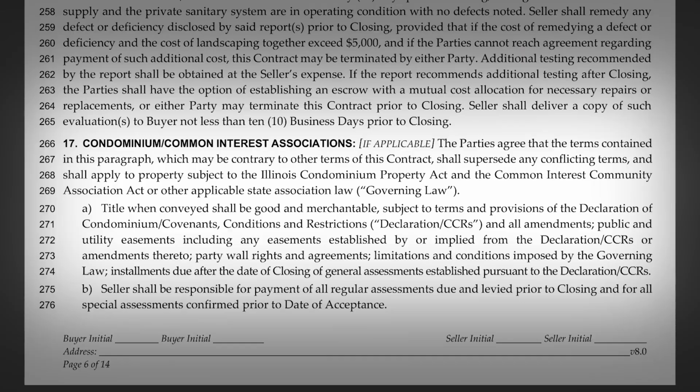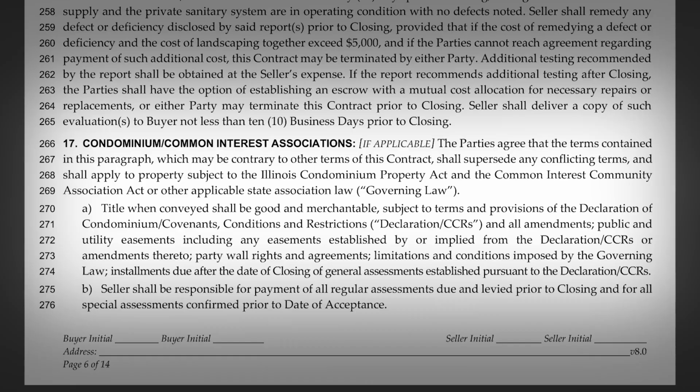As we move on down the contract is the condominium and common interest properties. Many properties either belong to some type of common interest, commonly called an HOA. Single-family homes and attached homes can both be a member of an HOA. This paragraph talks about what is required of the seller to provide those HOA rules and regulations to the buyer and what time frame that is.